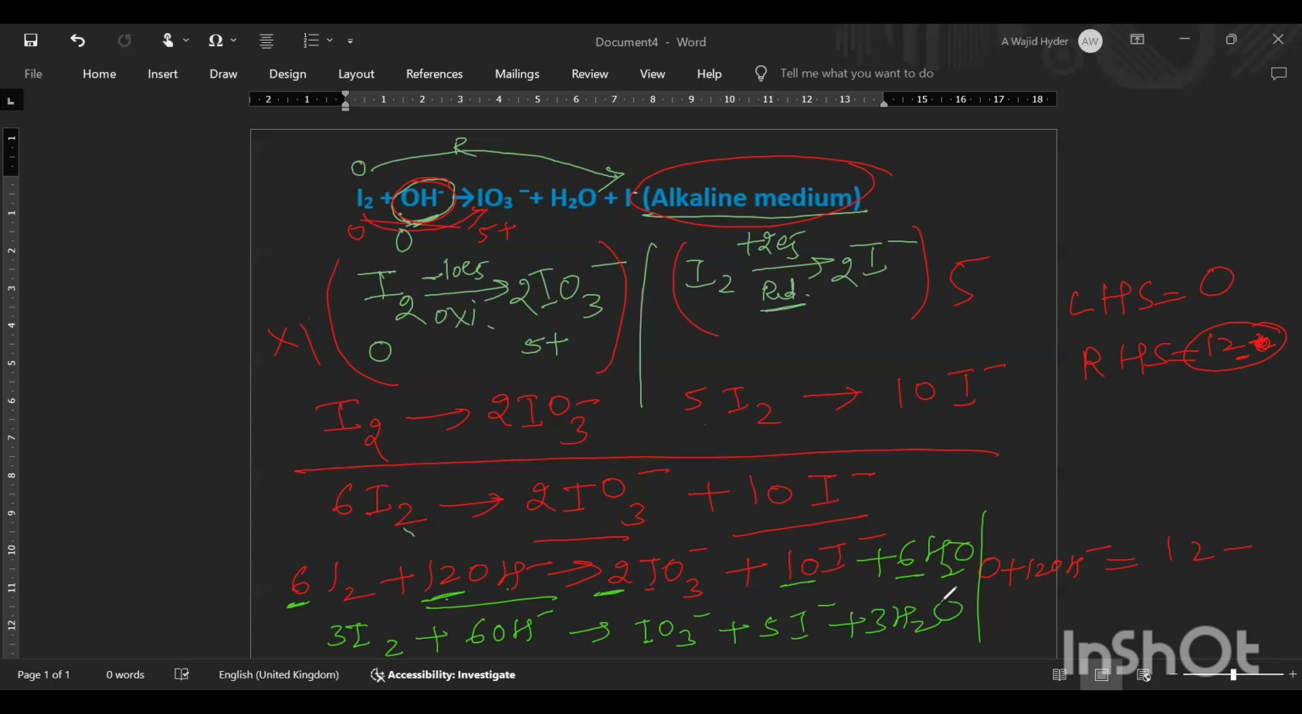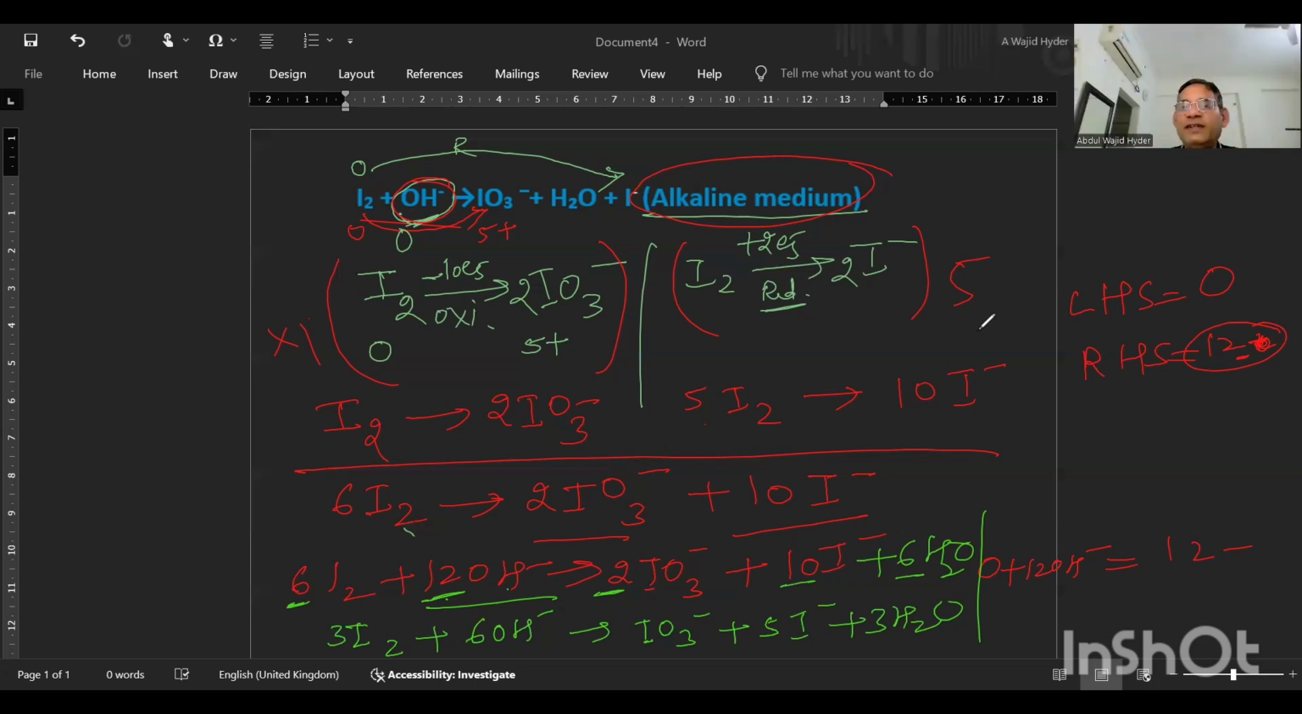So that's all about balancing of an ordinary reaction as well as a disproportionation. Balancing of disproportionation is very difficult. So in this way, you can balance a disproportionation reaction too.